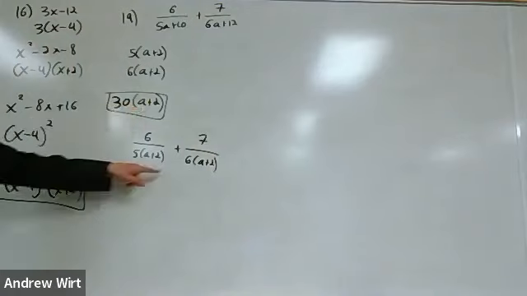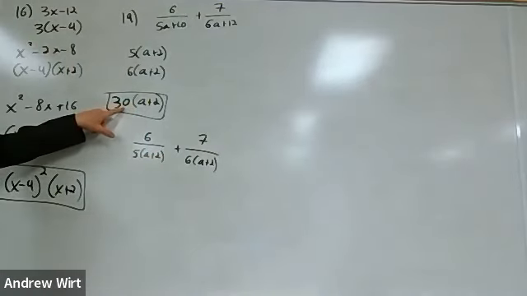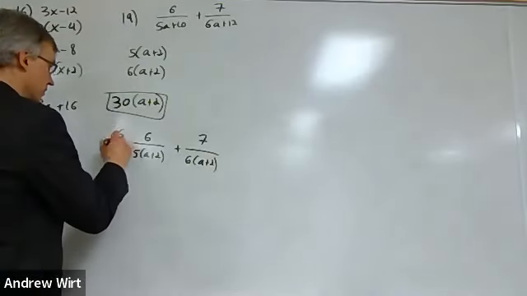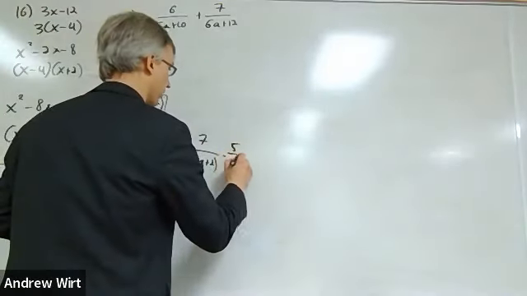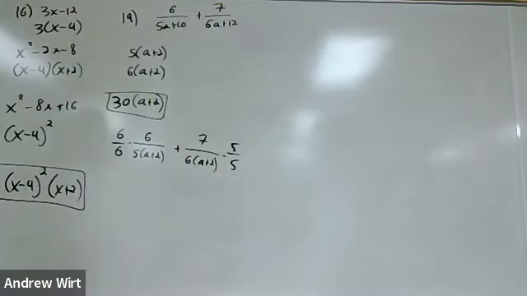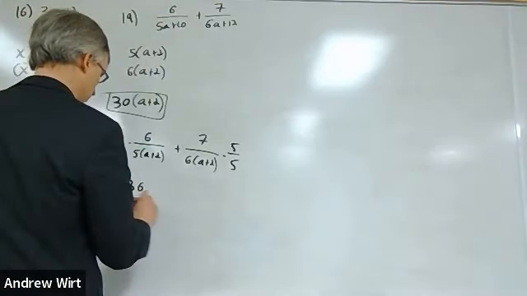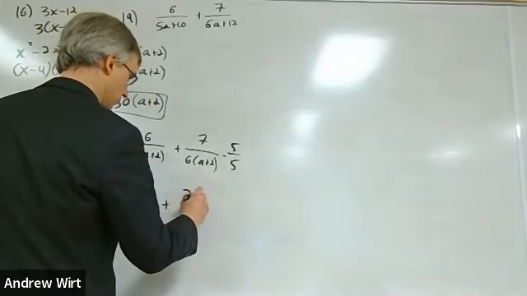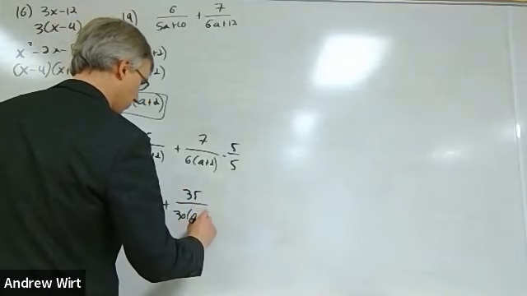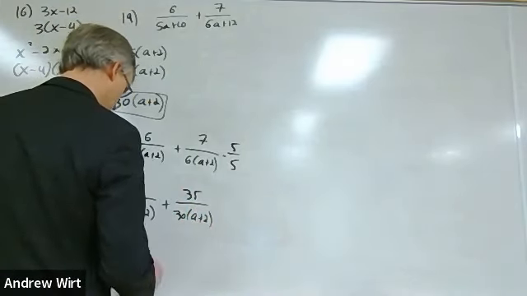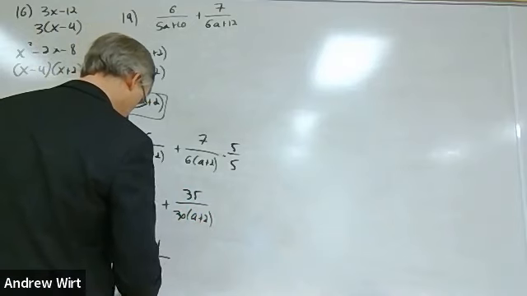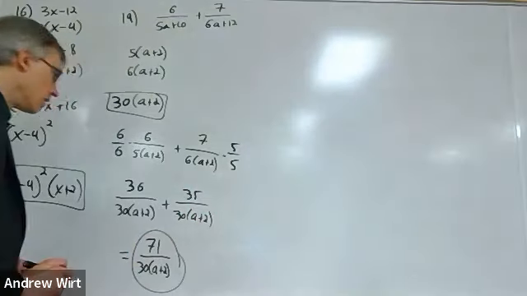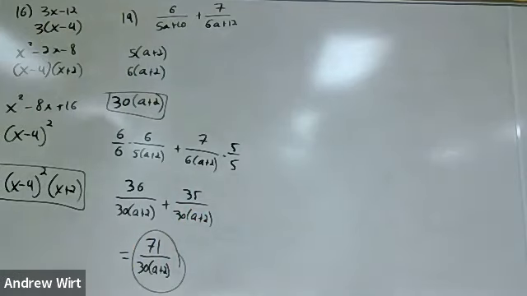Now we already have the a plus 2, so we don't need to do anything with the binomial. We just need to match the 30. So I'll multiply this one by 6 over 6, and this one by 5 over 5. And that will give us 30 times a plus 2 in the denominator of both fractions. Add them together, we get 71 over 30 times a plus 2.